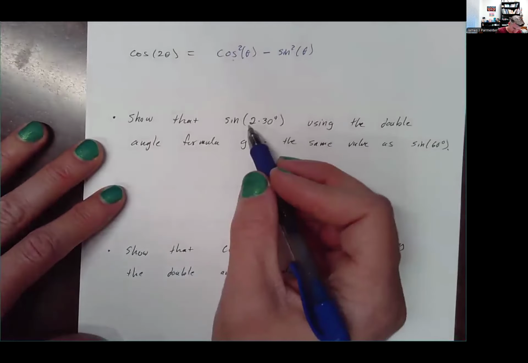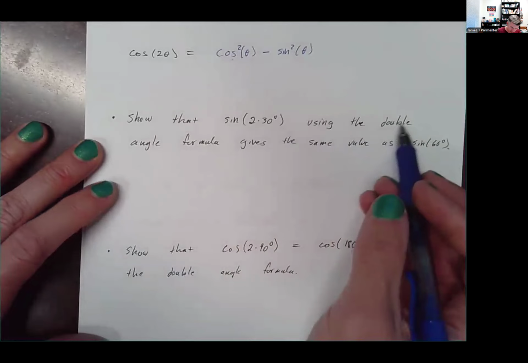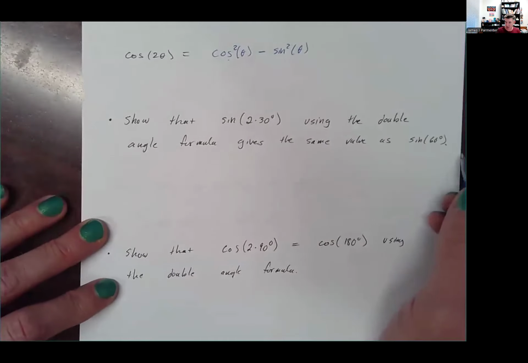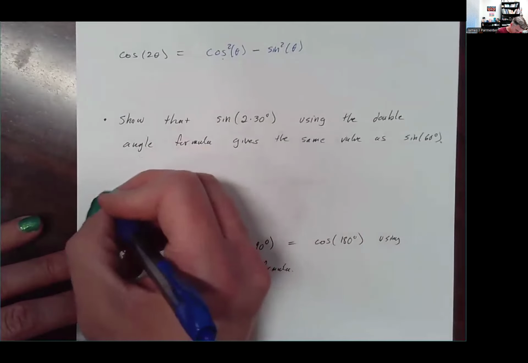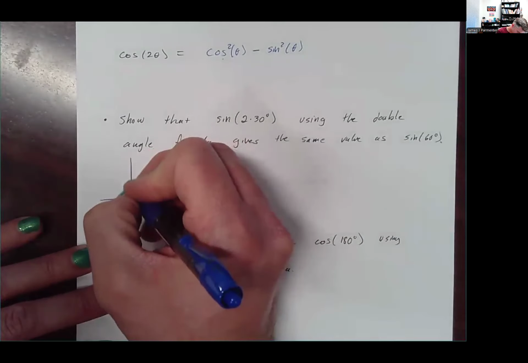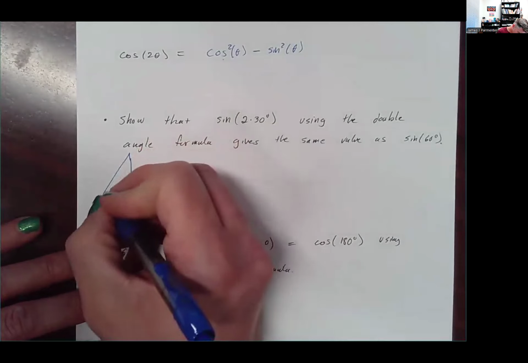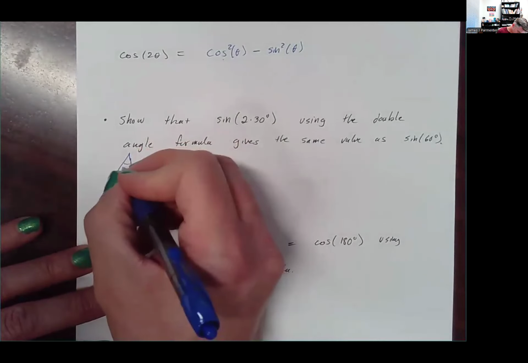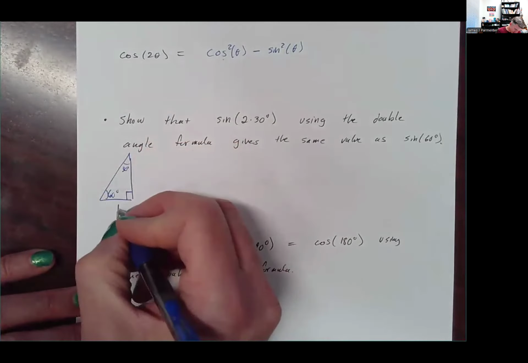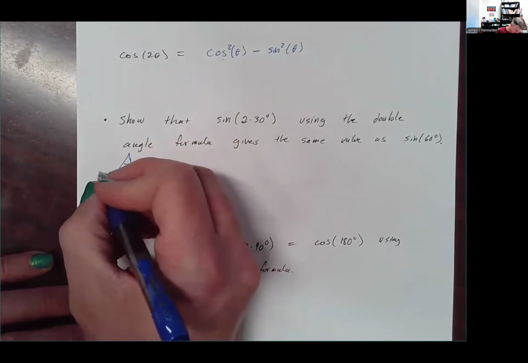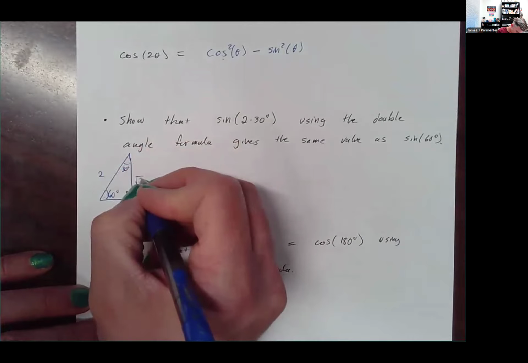So we're going to find sine of 2 times 30 using the double angle formula. And then we'll also use the special triangle. Actually, let's draw the special triangle first. So here's my special triangle. 60 degrees. The other angle is 30 degrees. Right angle here. Opposite 30 is the small side. Opposite 90 is the biggest side. Opposite 60 is the medium side.